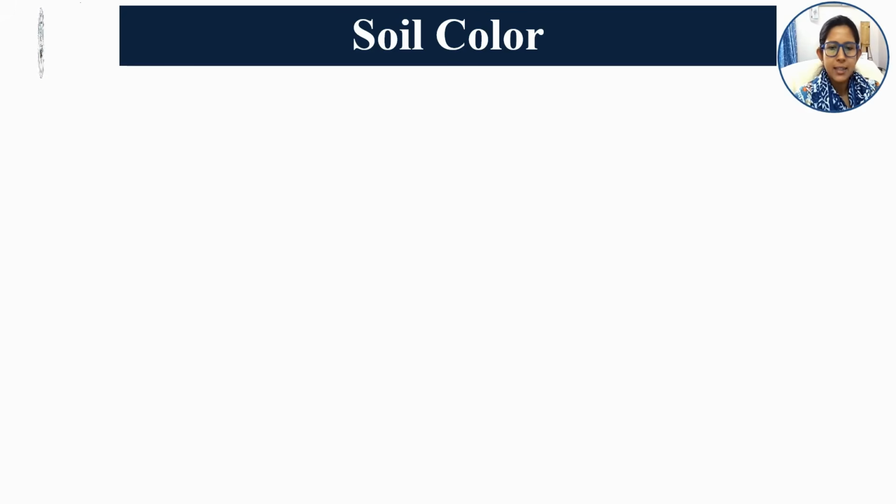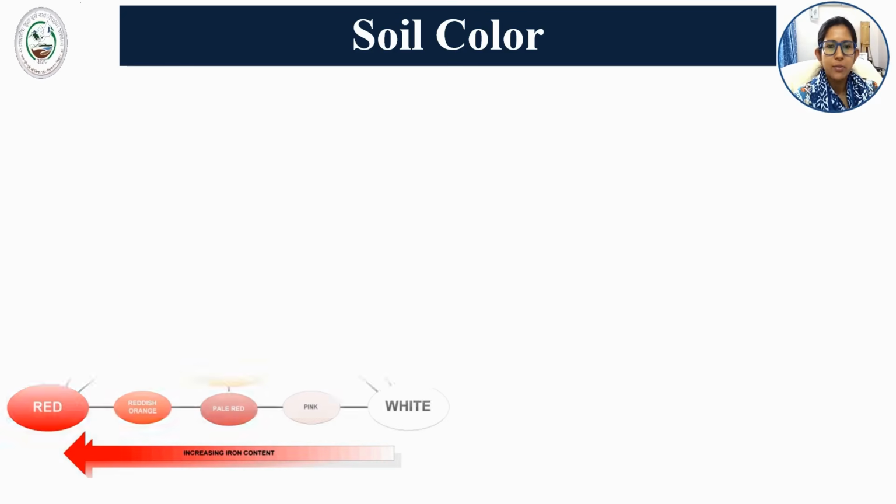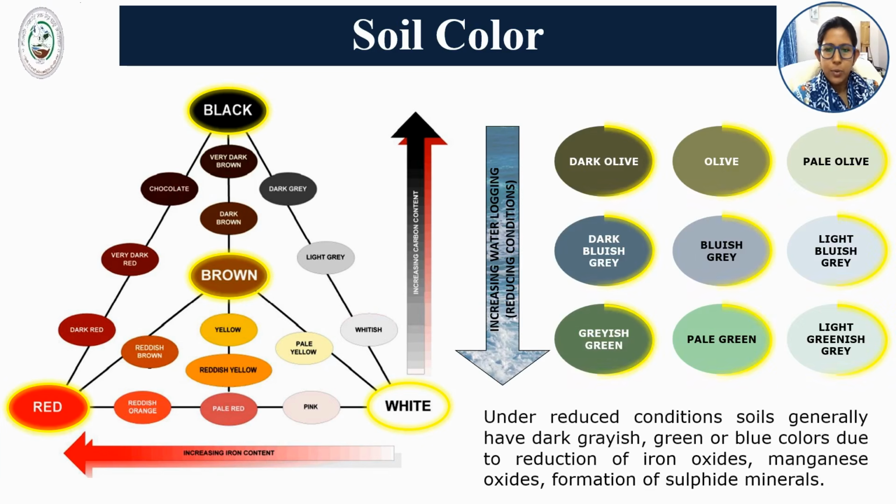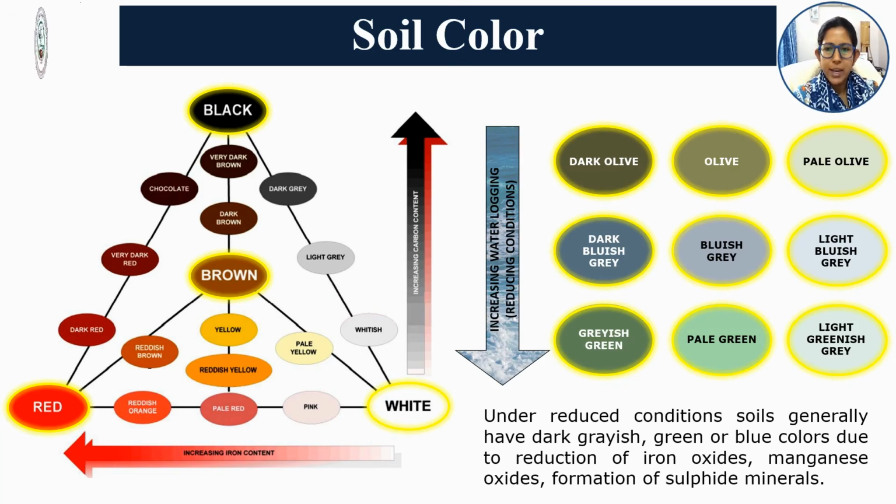Under oxidized conditions, most soils vary in color from brown to black to red, with a whitish tinge coming with an increase in salt content or when there is a lack of organic matter content. And under reduced conditions, we have dark grayish, greenish, pale olive, or dark bluish gray tinges, which are observed under reduced or waterlogged conditions.